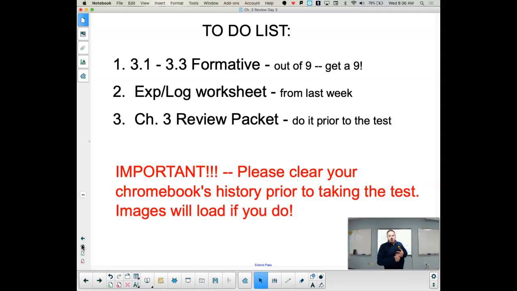Okay? Reminder that before you take the test too, make sure that you clear your Chromebook's history. What I found last night was that I have some images on my Algebra 3 test that's going on today, and people's images weren't loading until they cleared their browser history. So it needs to just be reset every once in a while. So before you take the test, because there's a time limit on this test, make sure that you clear your browser history so that you don't run into any issues.